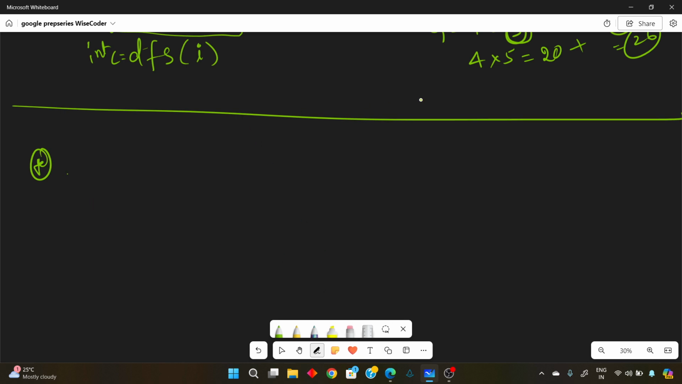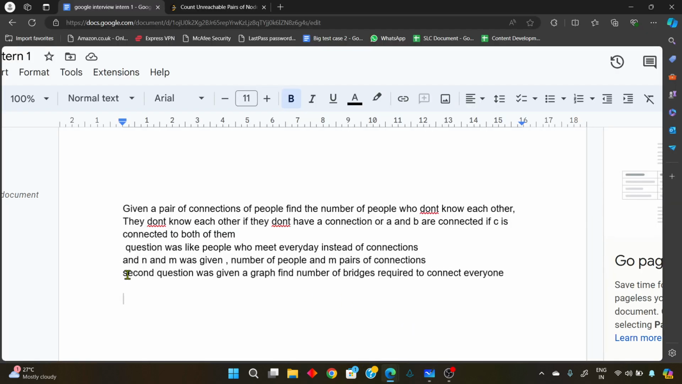So this problem is solved. I told you how we are going to find the pairs. For this, what is important is we need an array which contains the size of every group. Once it is done, then it is simple. We just discussed it. Now there is the second part of this problem. The second part is to find the number of bridges required to connect each other.